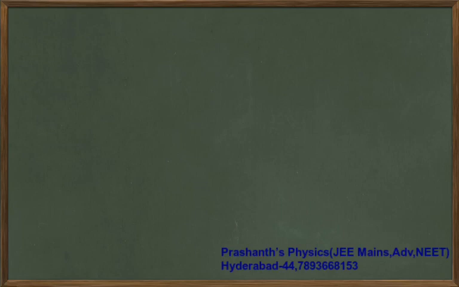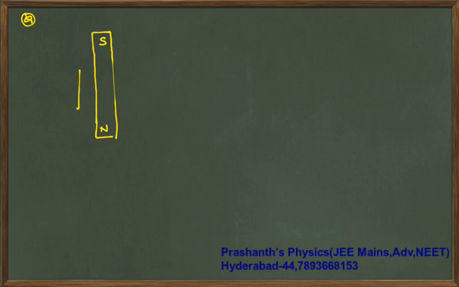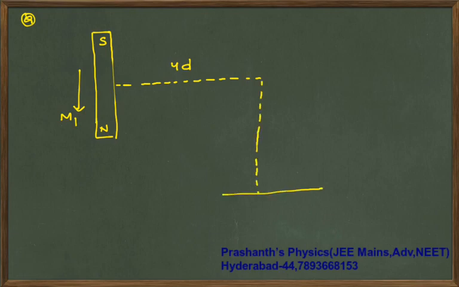Your next question is, you have a bar magnet. So your bar magnet is this way, south pole, north pole. Your magnetic moment is m1. This distance is 4d. This distance is 3d. This is some point P. Your magnetic moment here is m2.